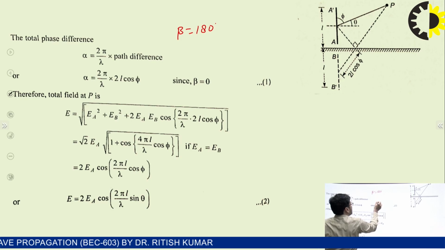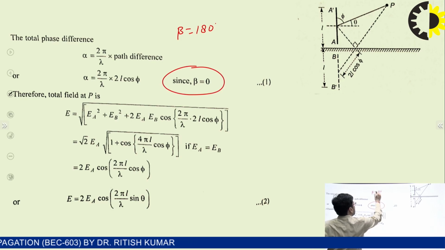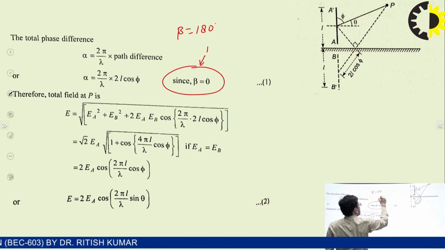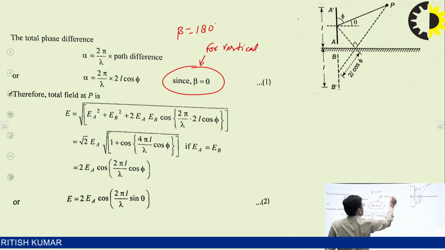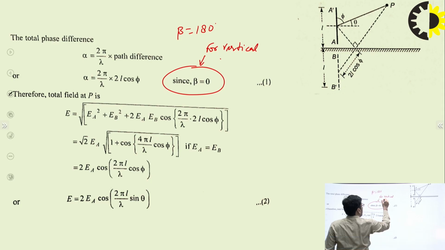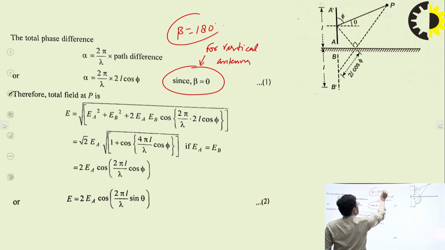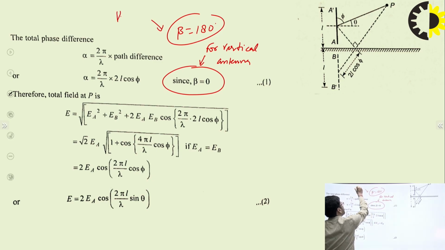But in the case of the vertically placed antenna, this one is for the horizontally placed one.